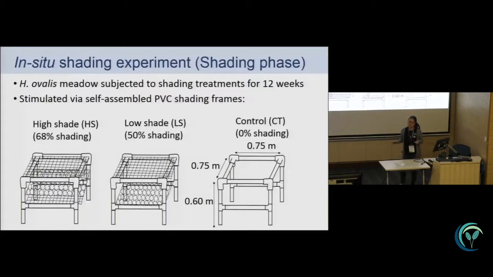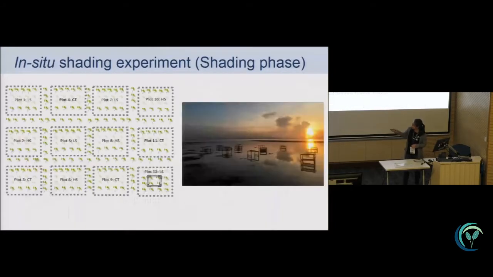To bring about the shading treatments, we subjected the seagrass meadows to shading for 12 weeks via the deployment of self-assembled shading frames you can see here. To bring about the different treatments, we used different types of nets and different numbers of shade nets. So we have high shade, which is 68% shading, low shade, which is 50% shading, and control, which is 0% shading. For each treatment, I had 4 replicates each, and they were arranged in a 4x3 arrangement. This is the actual field site.